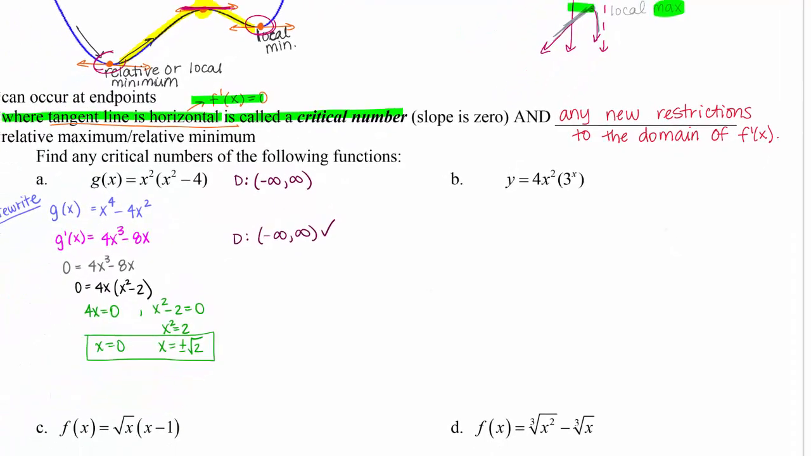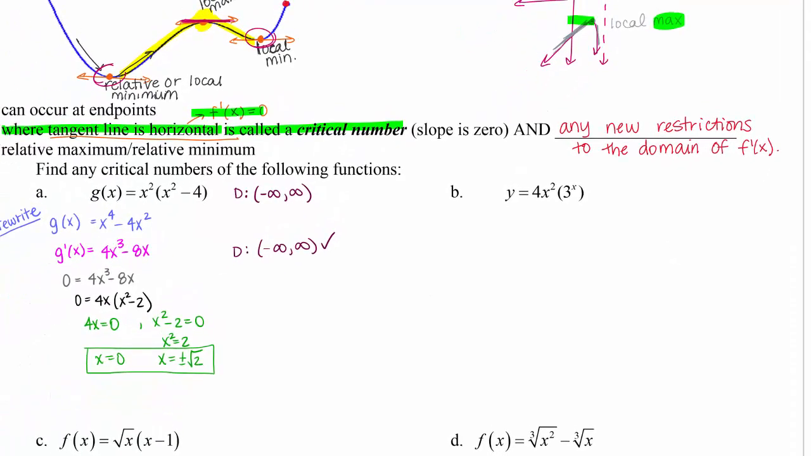So what that means is I need to use some algebra paired with my calculus knowledge. I need to look at the domain of the original function. Then I need to look at the domain of the derivative that I find. And I need to see if there's any new restrictions with that derivative. And what that usually means is there's going to be something interesting happening at that point.